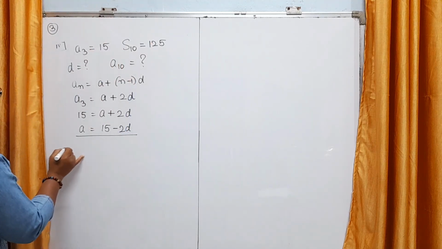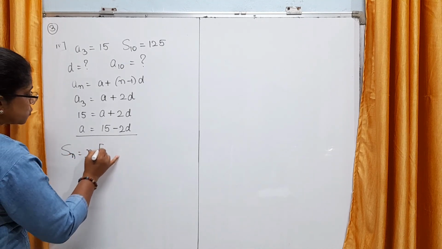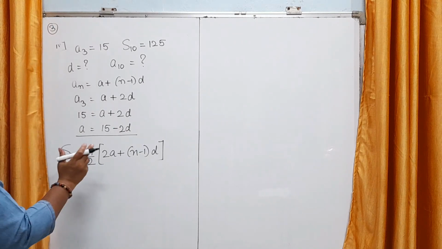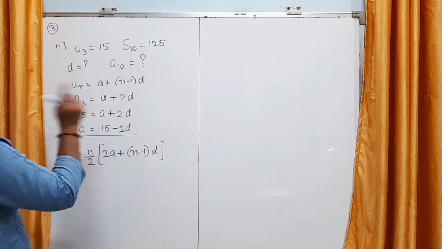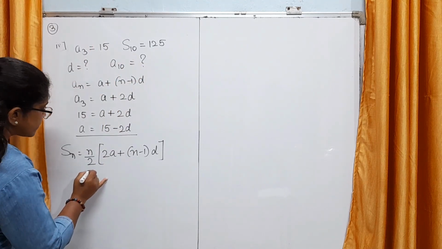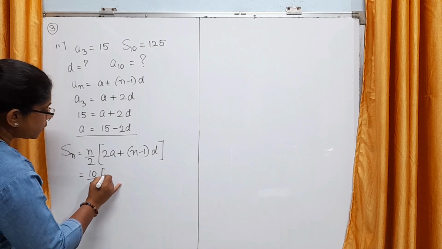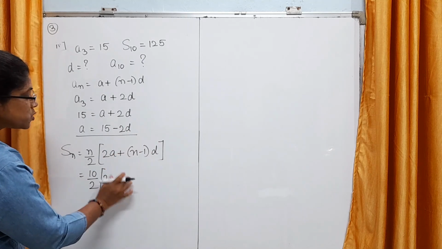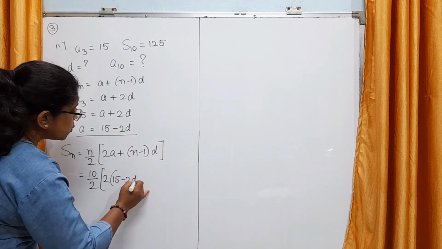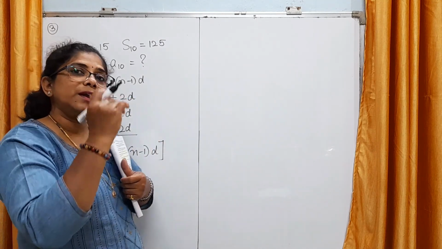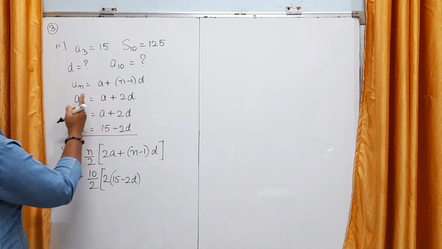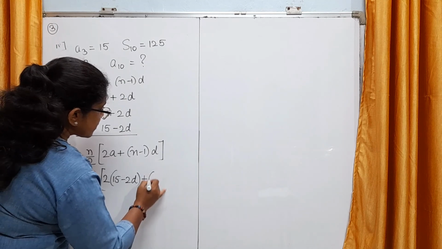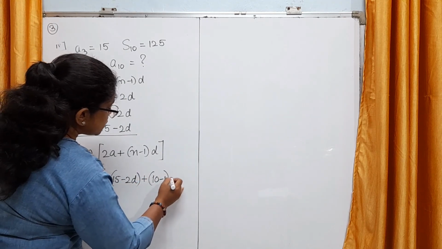Now let's use this Sn formula. Sn is equal to n upon 2 into the bracket 2a plus n minus 1 into d. Okay. 2a plus n minus 1 into d. Here what we know? We know that n, number of terms, is equal to 10. Let's write here 10 upon 2. 2 into a. Now from this solving we have a is equal to 15 minus 2d. So this value we are going to substitute here. 15 minus 2d. So this is not a direct sum. We can say this is a little bit indirect sum, but based on the same an formula we are using, just in the other way. A is equal to 15 minus 2d plus here n is 10, 10 minus 1 into d.